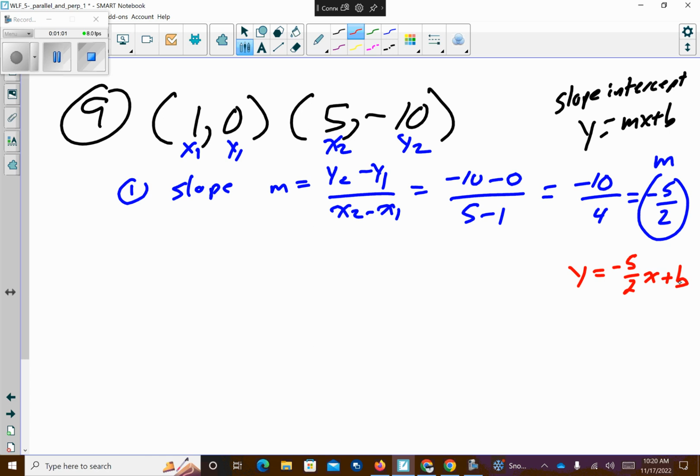Let's see. Is 1 comma 0 the y-intercept? I have a 0 here. Does that make it the y-intercept? Can't remember. If I can't remember how to find the y-intercept, let's plot that point. 1 comma 0 is right here. So would that be the y-intercept? No. I thought we were going to get off easy.